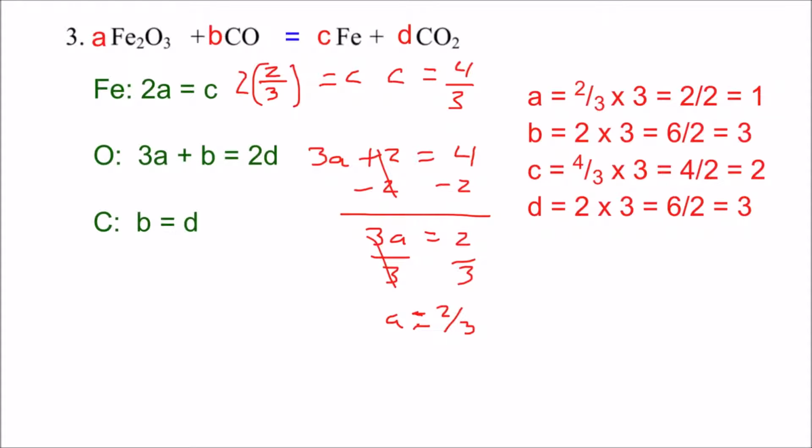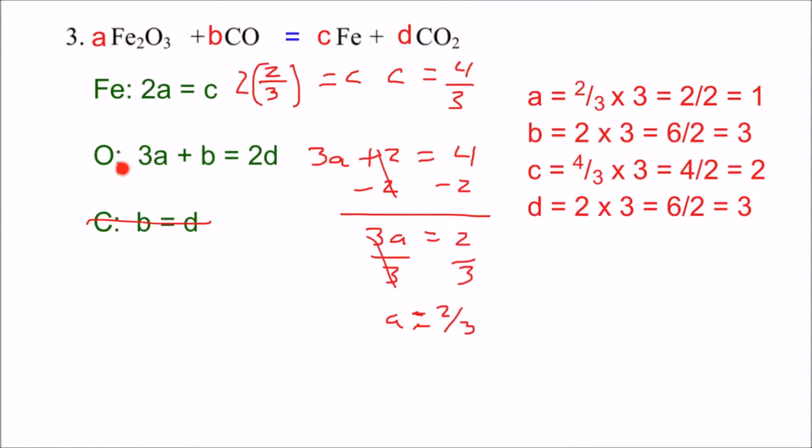Okay, so here are the equations for each of the elements. We have 2A equals C for iron. We have 3A plus B for oxygen equals 2D. And then for carbon, we have B equals D. Right? I chose to let B equal 2, and then that meant that D equaled 2. So this equation is done.